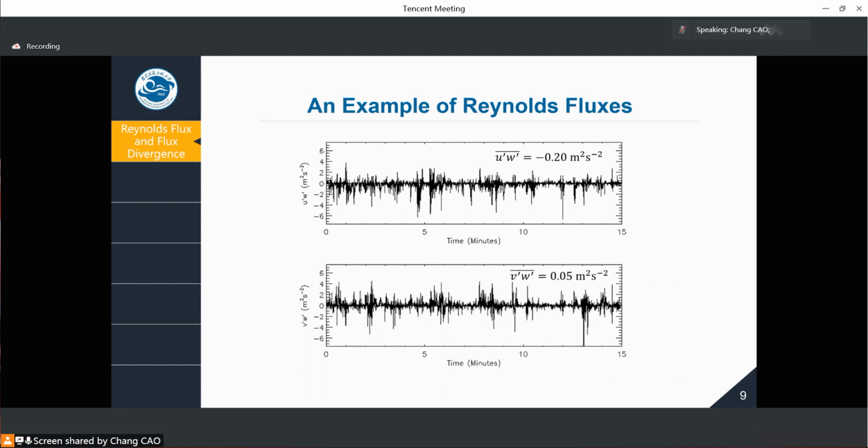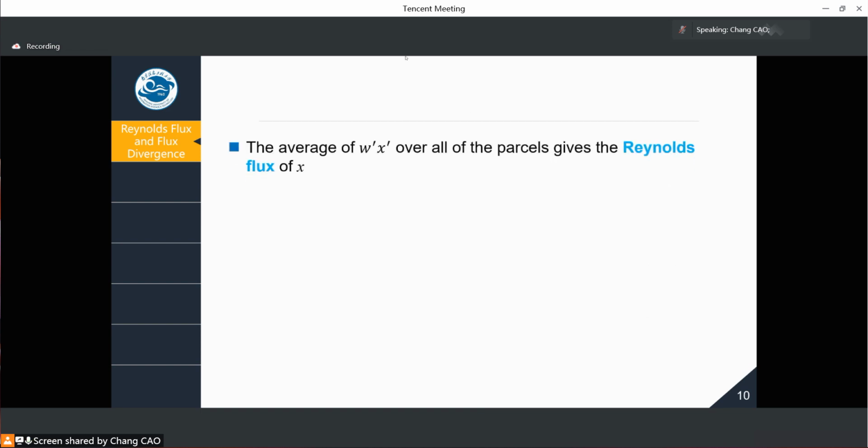Okay, so if you have no problem, let's just look at the Reynolds flux. The average of W prime X prime. Here we can also replace this as V prime W prime, U prime W prime. That will all be okay. The average over all the eddies gives the Reynolds flux of X.